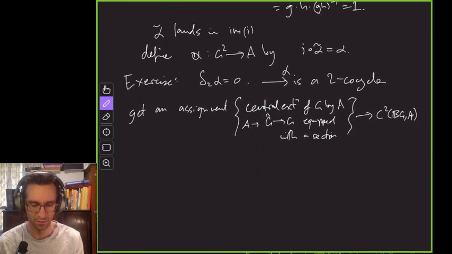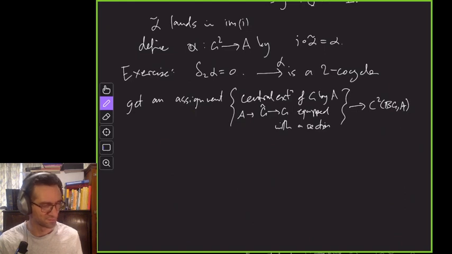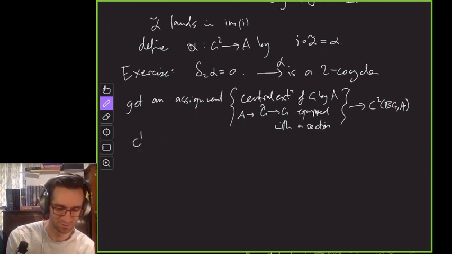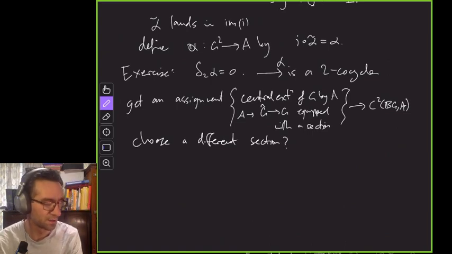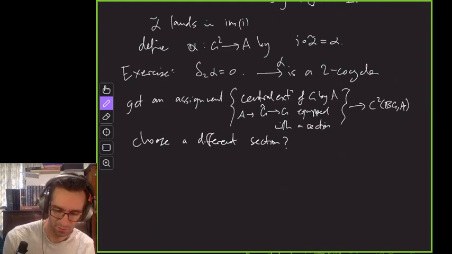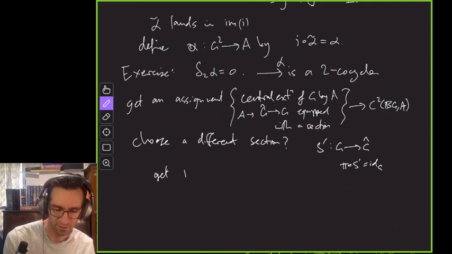Okay. Now here's a question. I had to pick a section. What if I picked a different section? Interesting. What do I do? So, S prime from G to G hat with pi composed with S prime the identity on G. We get a new alpha prime, G squared to A.